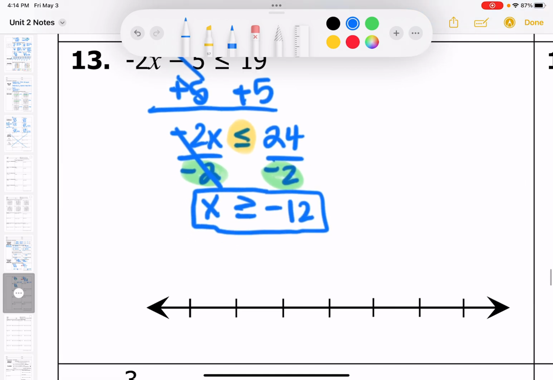So I'm going to put negative 12 in the middle of my number line. Since it's greater than or equal to, I'm going to put a closed circle, and I'm going to shade to the right.